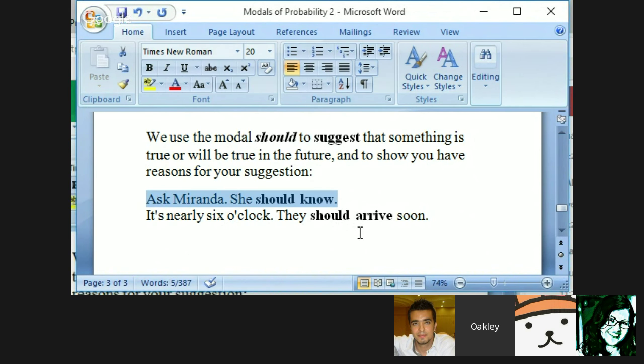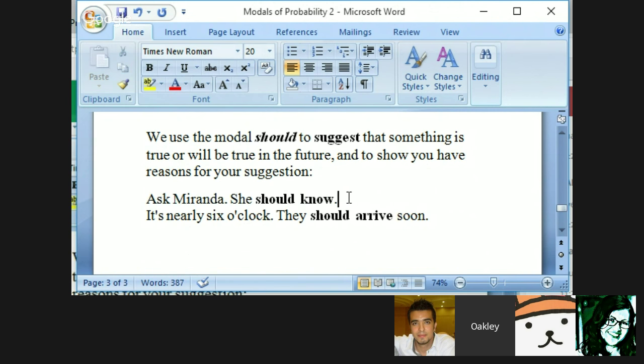All right. So we believe something is true. So this is very strong. It's not 100%. If you wanted to say 100%, you would say she must know. She has to know. Okay? She might know or she may know would be about 50%. She should know is a little bit stronger. I don't know, 75% or thereabouts. You believe that she knows, but you're not 100% sure. Or you would say she must know. She has to know.